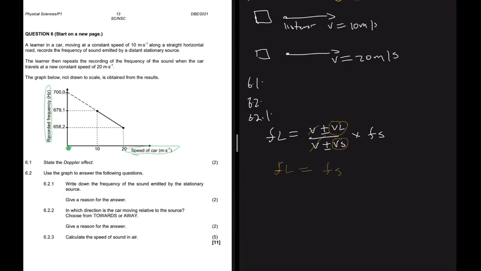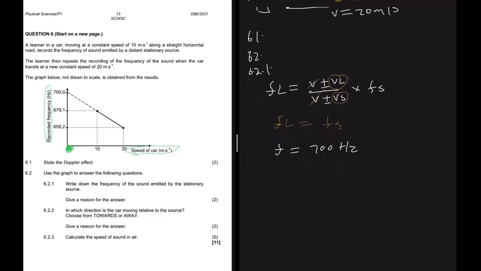And then if you look at the graph, there's a green point I'm making. That is where we have 0 on the x-axis, and then on the y-axis, we have the frequency, which is equal to 700 hertz, right? So the frequency emitted by the stationary source in this situation is 700 hertz.